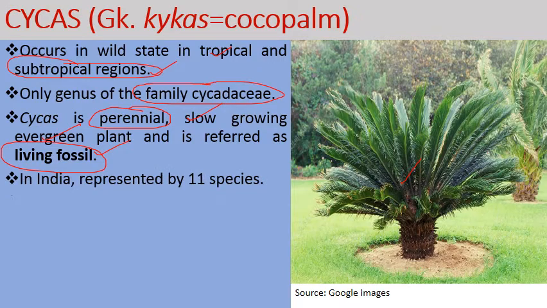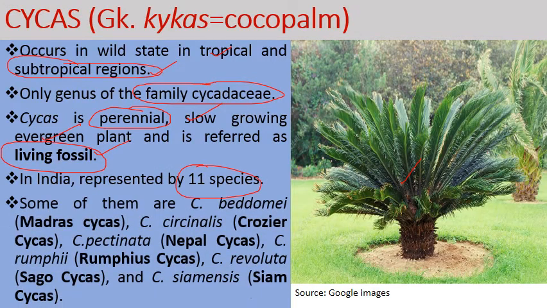In India, it is represented by 11 species. Some species are Cycas beddomei, commonly known as Madras Cycas, and Cycas circinalis, commonly known as Crozier Cycas, because the leaves of Cycas circinalis show circinate venation, coiled venation. Then next is C. pectinata, commonly known as Nepal Cycas, then Cycas rumphii, known as Rumphius Cycas, Cycas revoluta, that is Sago Cycas or Sago Palm, and finally Cycas siamensis, commonly known as Siam Cycas. So these are some commonly occurring species in India.